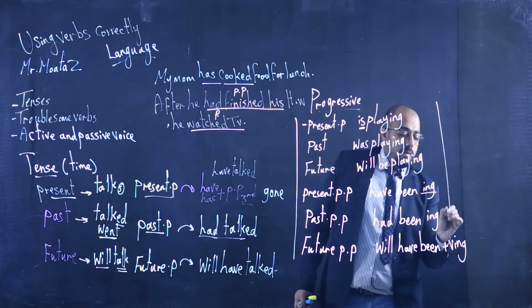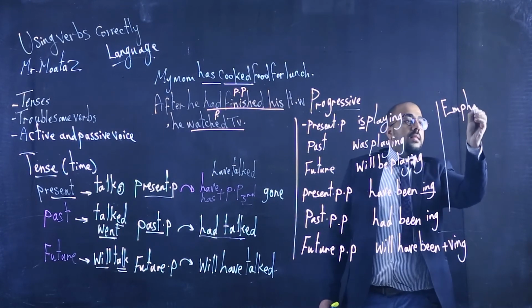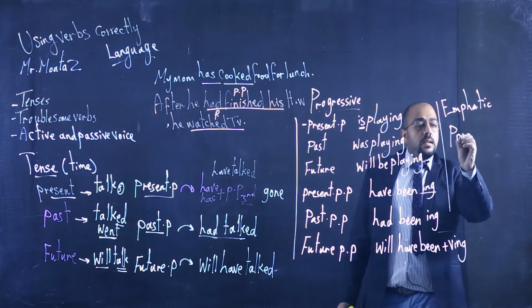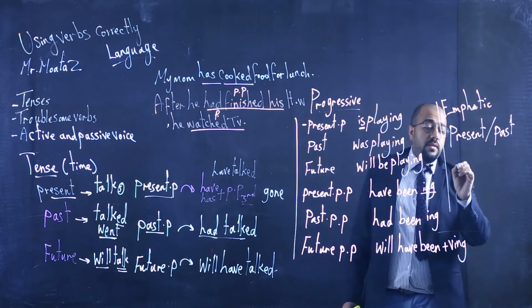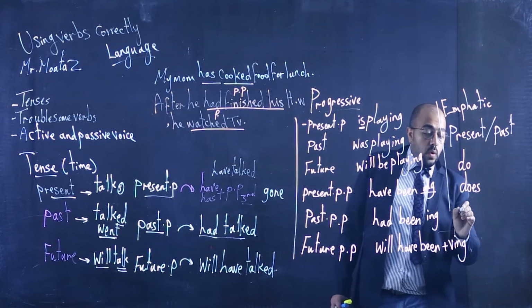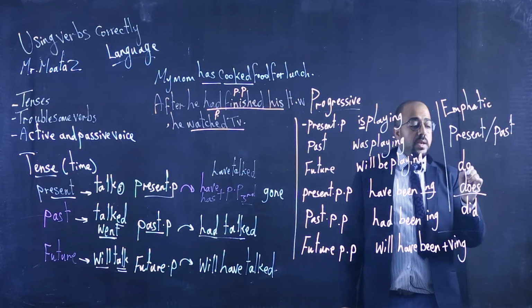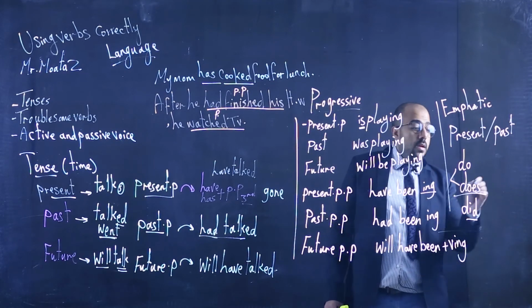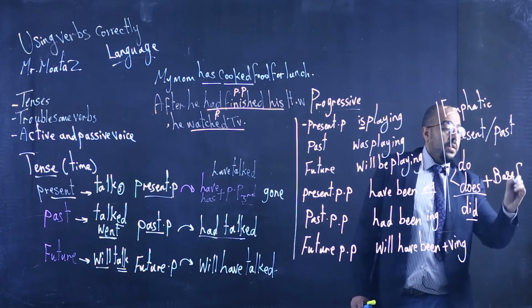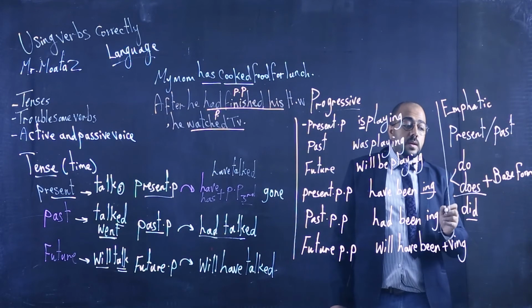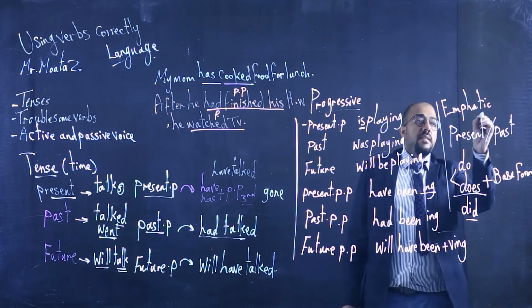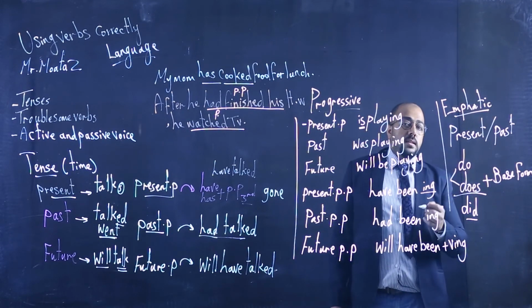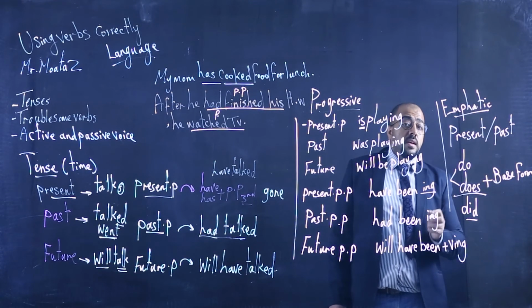Finally, we have what we call the emphatic form. The emphatic form of a verb happens only in the present and the past. It doesn't happen in the future. And it only consists of do, does, or did, according to the verb. If it's present, it will be do or does. If it's in the past, it will be did, followed by the base form of a verb. So, do eat, do swim, does eat, does swim, did drink, did play. It's used to emphasize the meaning of a verb.